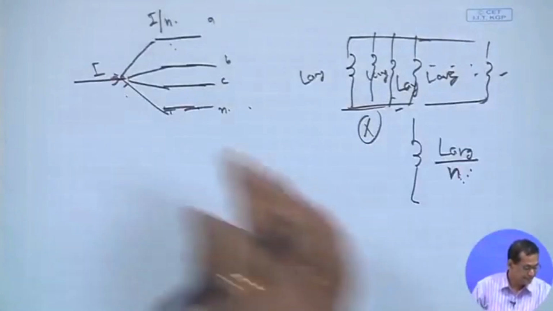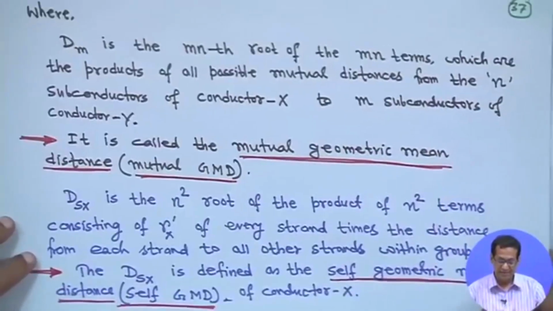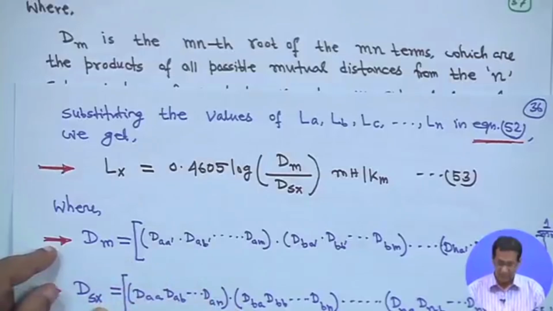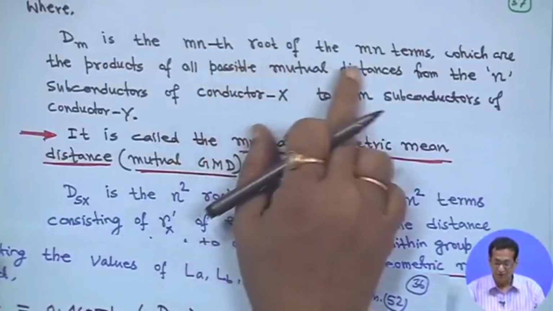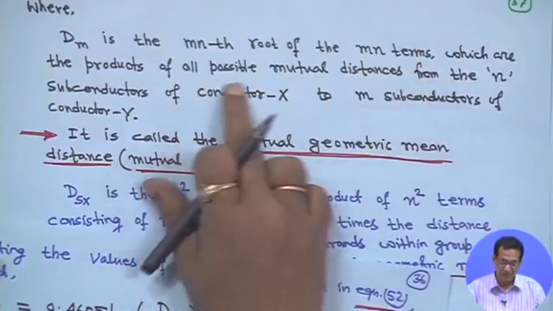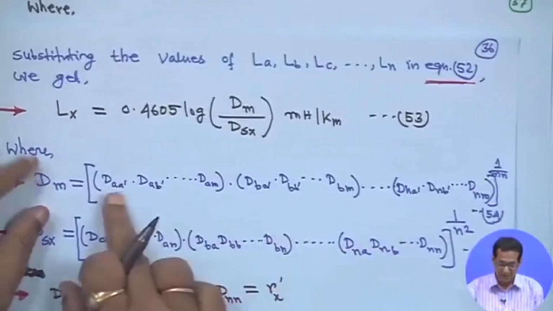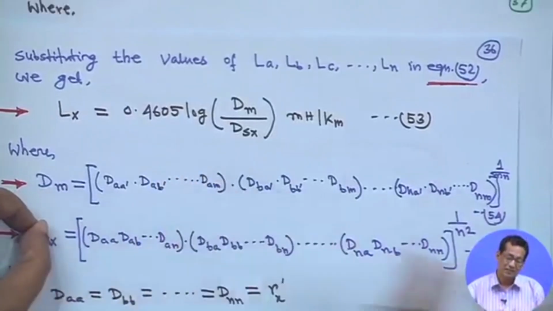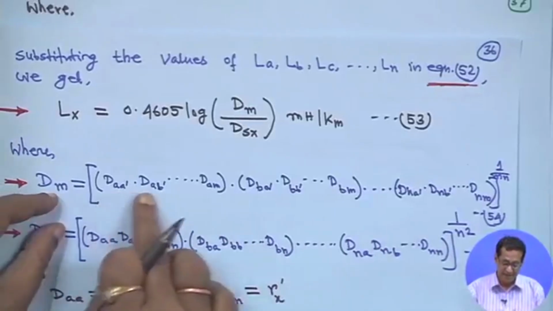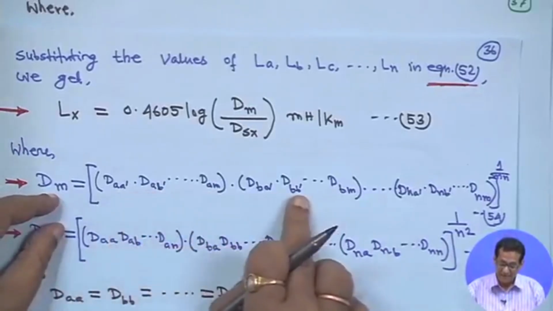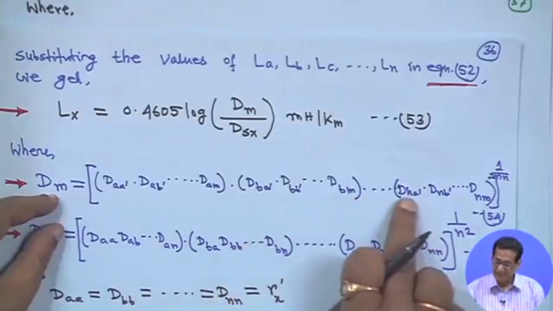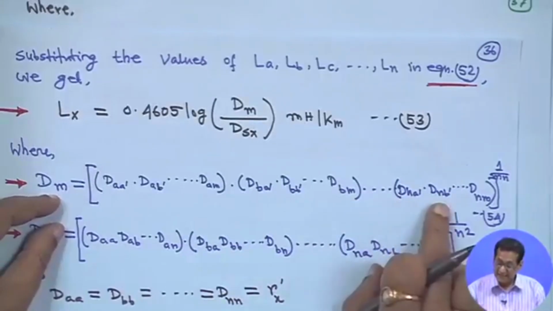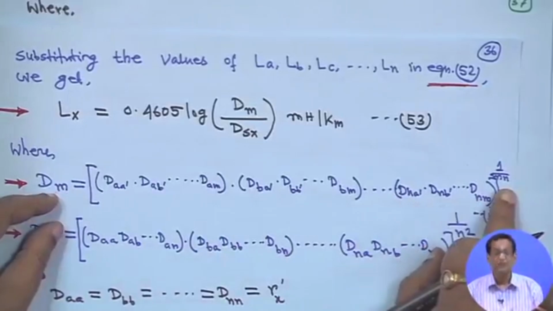Now this Dm, that is Dm and DSx, right. See, Dm is the mnth root of the mn terms, which are the products of all possible mutual distances. I told you these are all mutual distances between one conductor in group X to all the conductors of the group Y, that is A A dash, A B dash up to A M, B A dash, B B dash up to B M for the bth conductor. Similarly, for the nth conductor in group X to other conductors in group Y, N A dash, N B dash, these all are product to the power 1 upon mn, right.